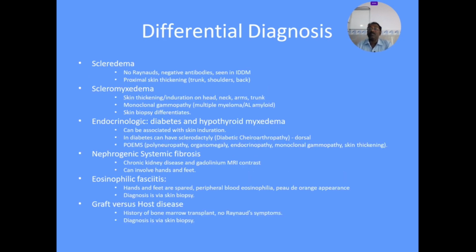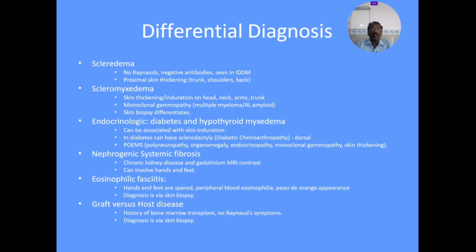There is a differential diagnosis: scleroderma, scleromyxedema, diabetes, hypothyroidism, nephrogenic systemic fibrosis, eosinophilic fasciitis, and graft versus host disease. So these are the different differential diagnoses. For example, diabetes and hypothyroidism can be associated with skin induration. In chronic diabetes the skin is also very thick, and in severe myxedema the skin is very thick. Diabetes can have sclerodactyly, that is diabetic cheiroarthropathy.